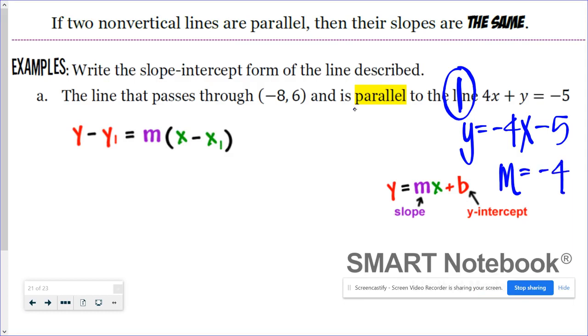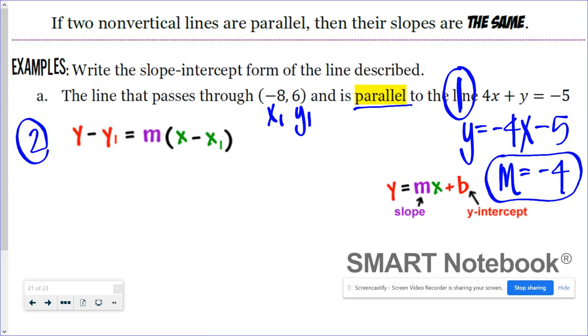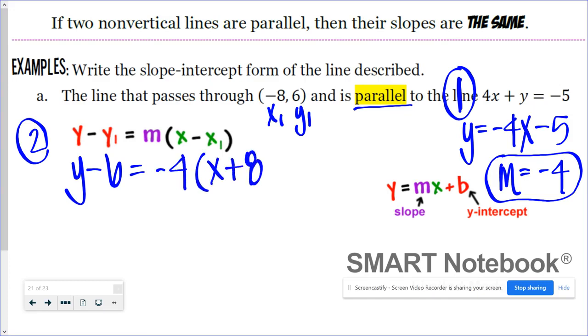So now I know that the slope of my line is -4. Since I'm working with a parallel line, I'm going to use the same slope. So I'm going to use the slope of -4 to write my parallel line. And then I'm also going to use that point. So I'm going to call it x1, y1. So then I'm ready to write the equation of my line, and I'm going to use point slope form to help me do that. So I'm going to make my substitution. So y minus 6 equals m, which is -4, times the quantity x minus -8. So that would be x plus 8.